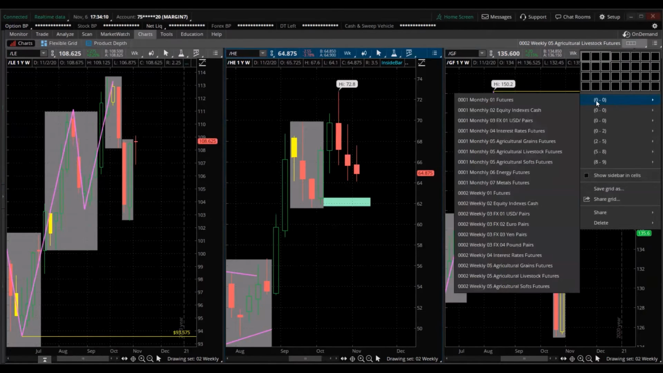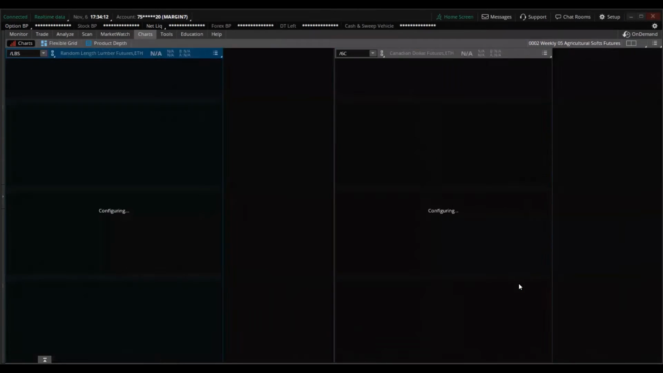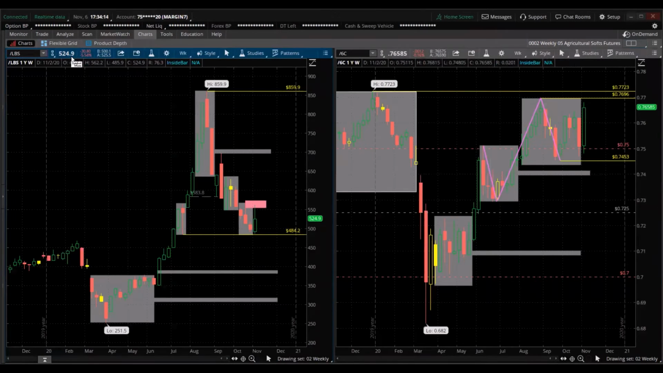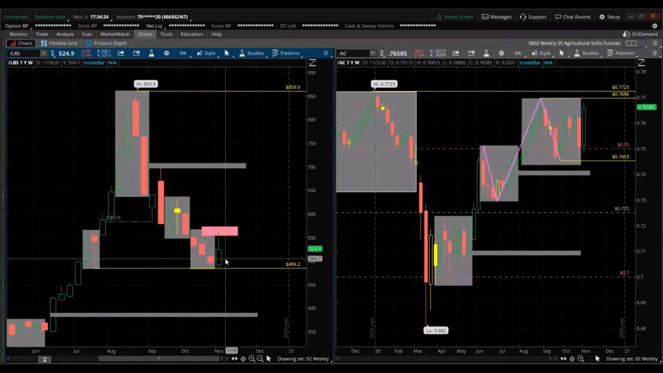Let's go to softs, specifically lumber. And lumber, the number one source of lumber for U.S. housing construction comes from Canada. So lumber for the week, closed green for the week. We closed above the low of the week. Big trading range, huge trading range.